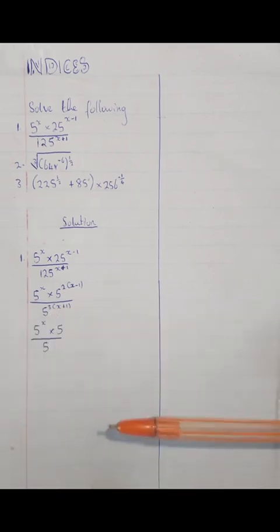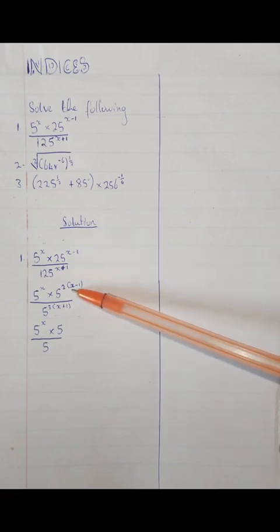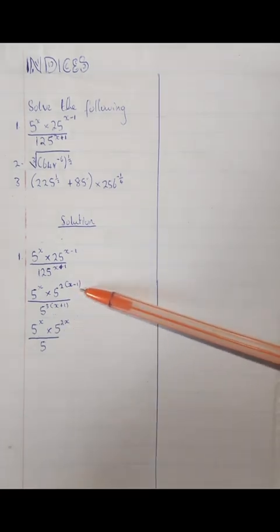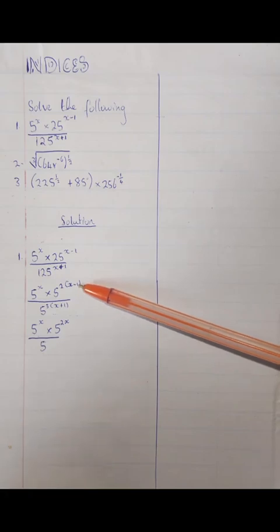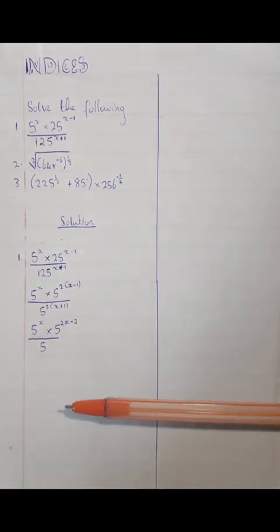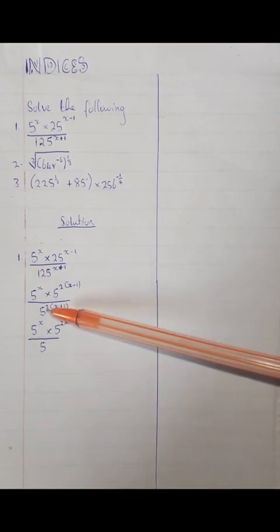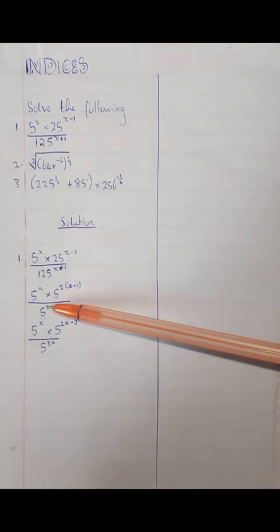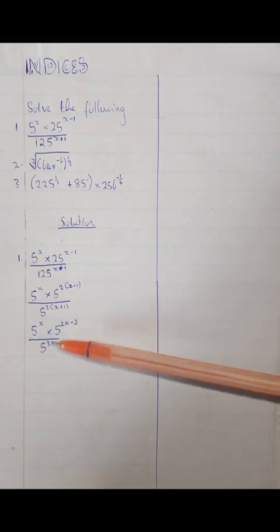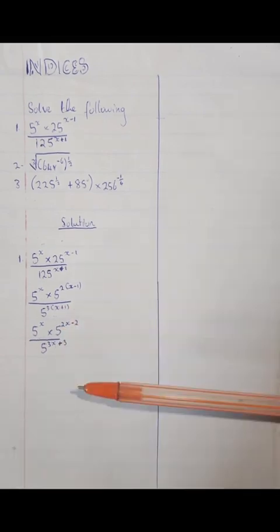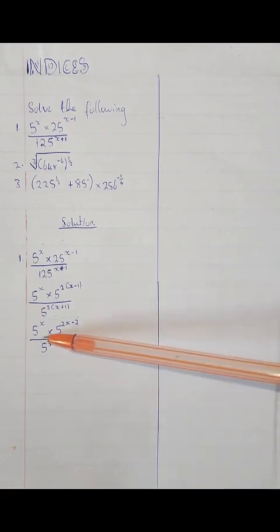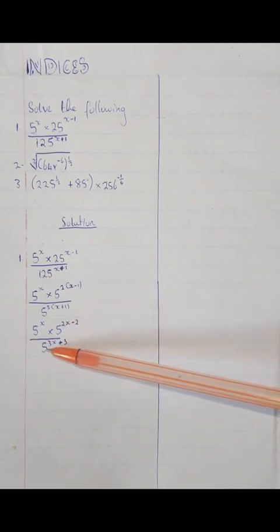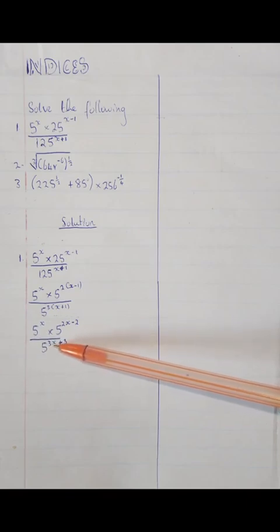So let's do the math together. 2 into x is what? 2x. So we're writing down our 2x. 2 into negative 1 is what? Negative 2. So write down negative 2 here. Coming down to the denominator, 3 into x is what? 3x. So write down our 3x here. And 3 into 1 is what? 3. So write down our plus 3 here. So this will give us 5 raised to the power of x times 5 raised to the power of 2x minus 2, all divided by 5 raised to the power of 3x plus 3.